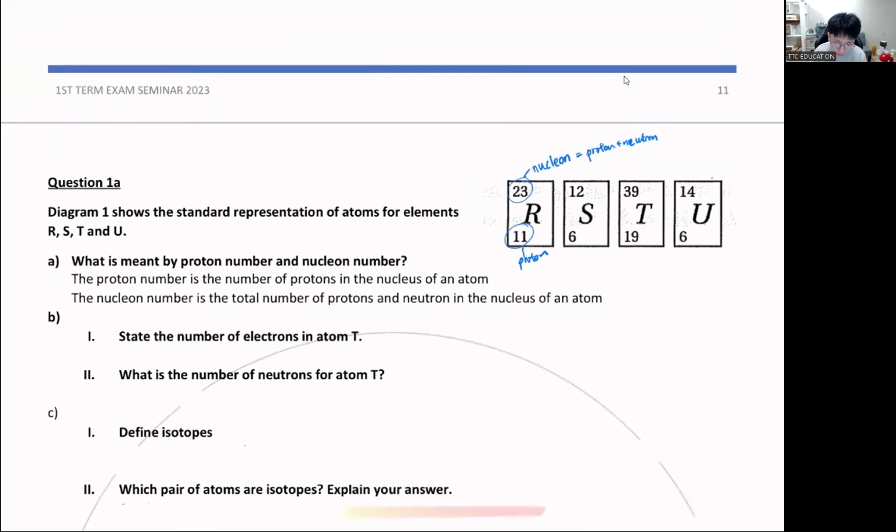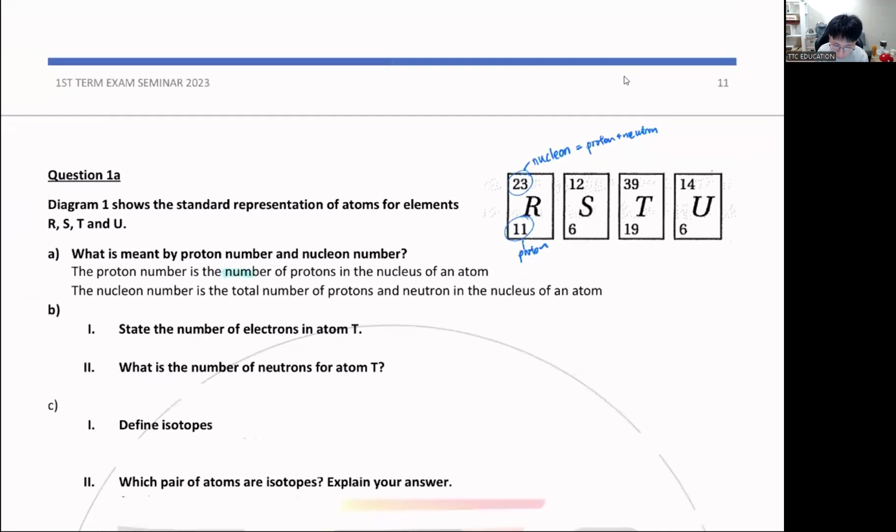So you can see the word here. The proton number is the number of protons in the nucleus of an atom, while nucleon number is the total number of protons and neutrons in the nucleus of an atom. So do you see the keyword is here? In the nucleus of an atom. So no matter you're explaining proton or nucleon, your ending must end with in the nucleus of an atom, because proton and nucleon, the stuff is all inside the nucleus. Okay, so that is why we do this.